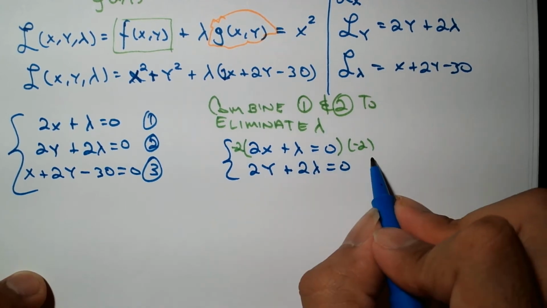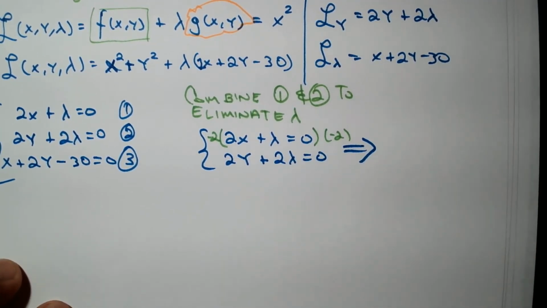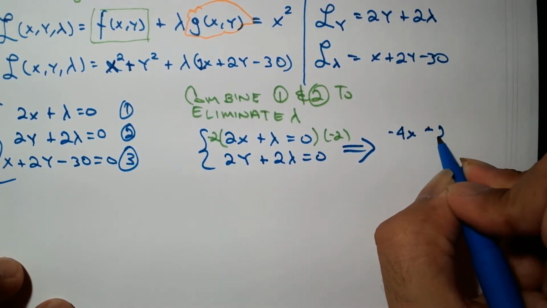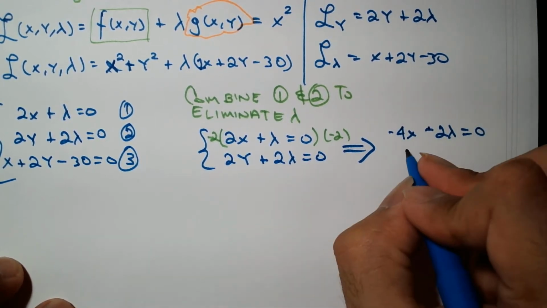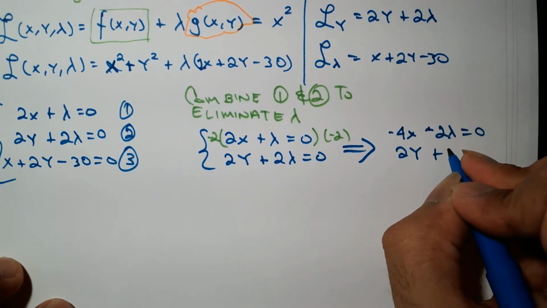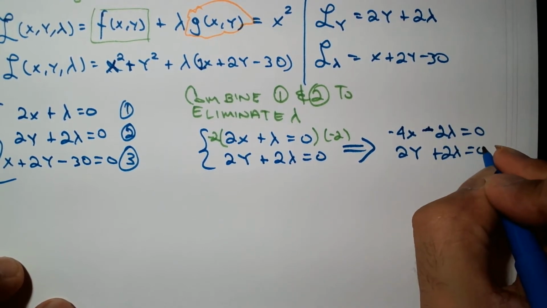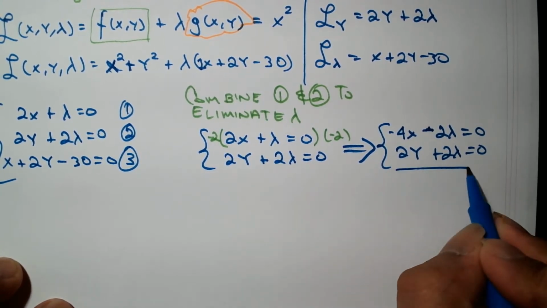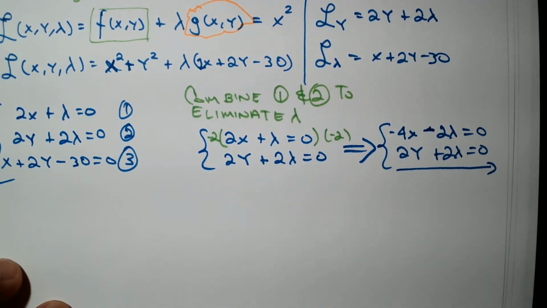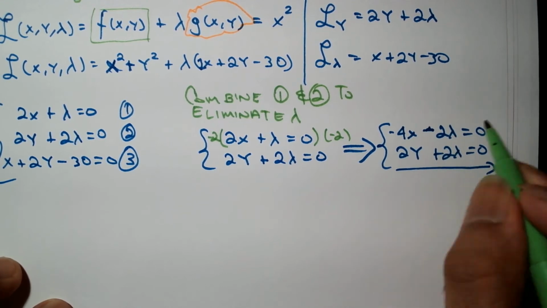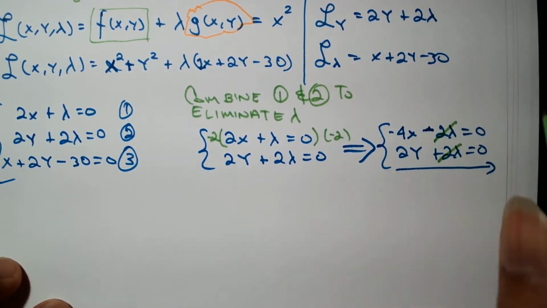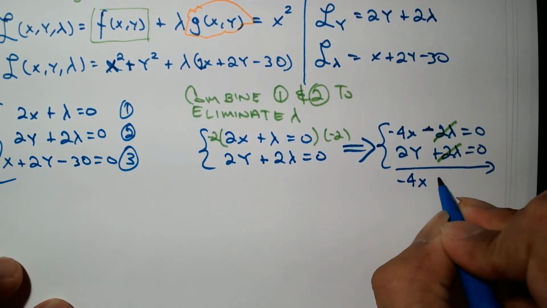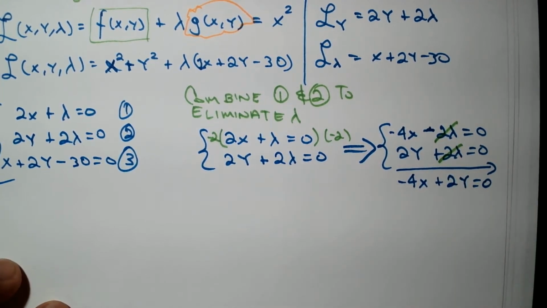That's going to turn my system into the following one. It's going to turn it into -4x minus 2 lambda equals 0. The second equation remains the same: 2y plus 2 lambda equals 0. So when we add these two equations, we get these lambdas eliminated, and we get -4x plus 2y equals 0.